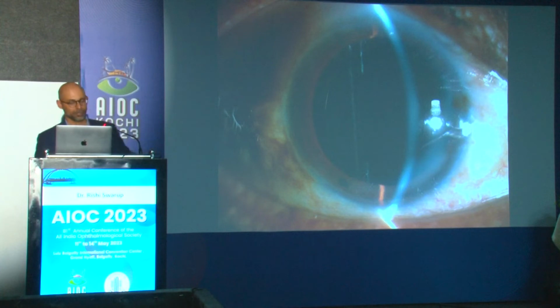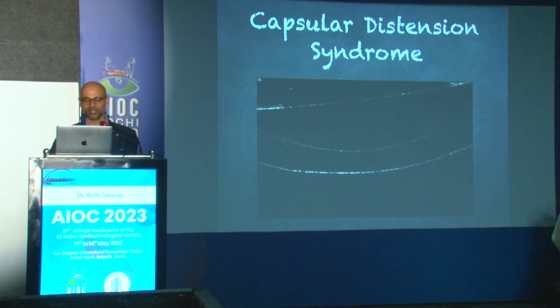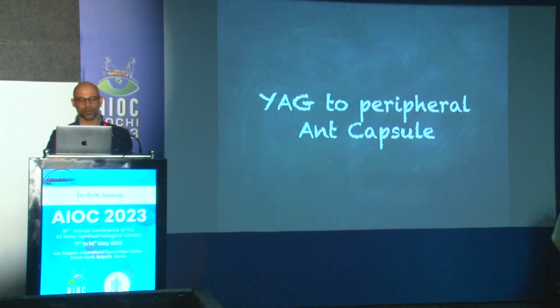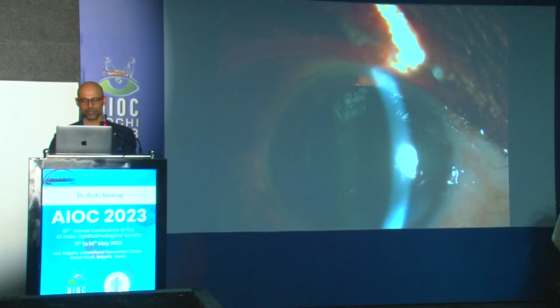It's right there. You can see there's a gap between the posterior surface of the lens and the PC. So this is a capsular distension syndrome. You can see there's trapped viscoelastic, which has caused a myopic shift. One of the ways to manage, which has been described, is that you yag the peripheral anterior capsule, or you could go and wash the bag. So that's what we did in this case.